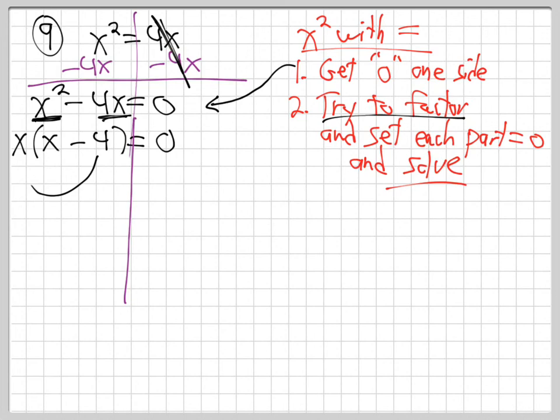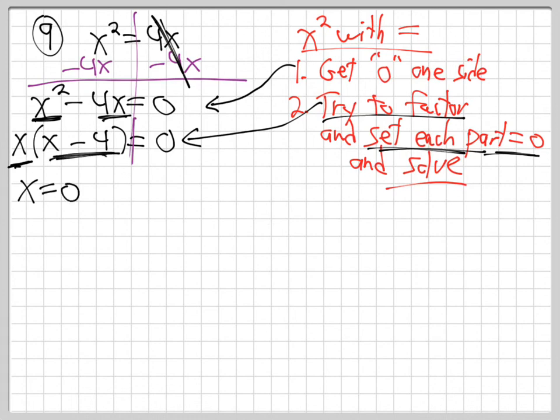Okay. Now, there was the try to factor we did, and then set each part equal to 0. So that means at this point, I'm going to take the x alone equal to 0, and the x minus 4 equal to 0. I'm going to break it into 2 equations. You take each part alone, set each part equal to 0. So we had x times (x minus 4) equal to 0, and we made 2 separate equations equal to 0.